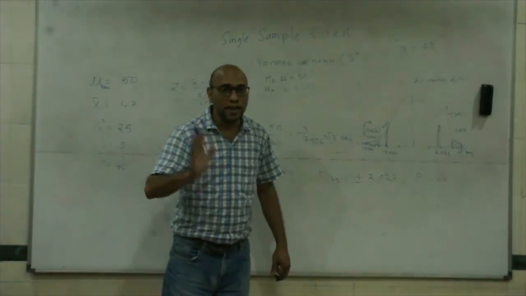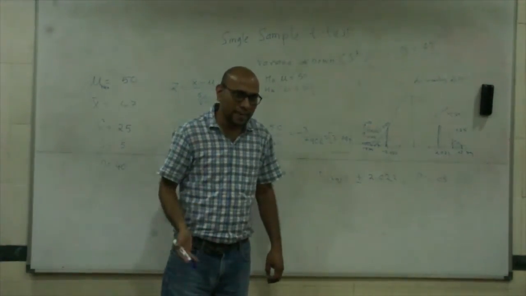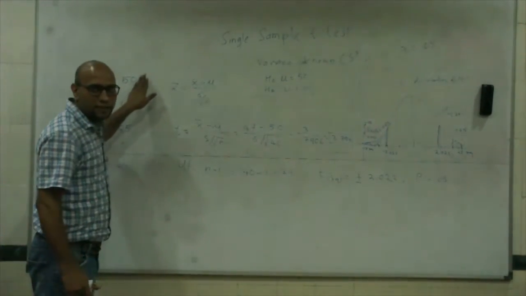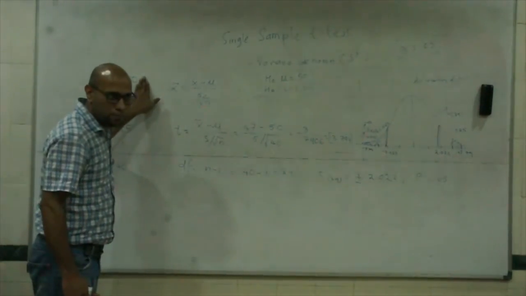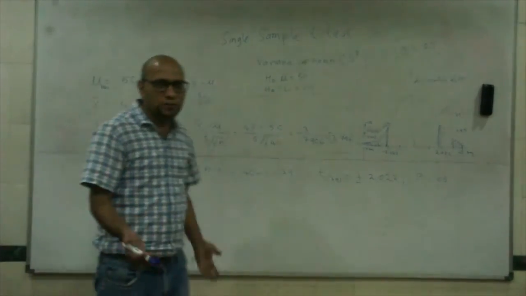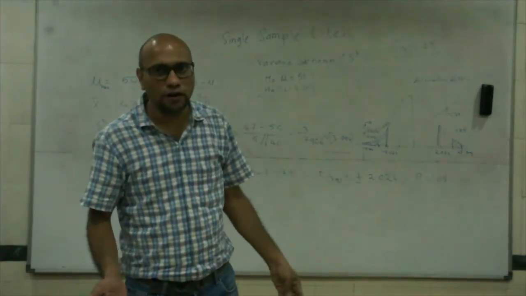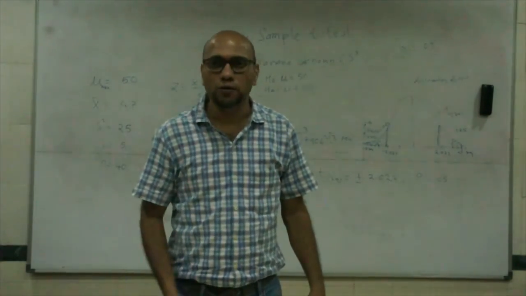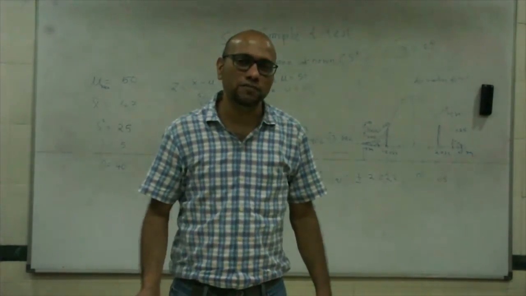Now I have two options. I can say that actually 47 comes from a population that has a mean of 50. It's one outside observation that I have got. One bad sample that I have got. One very less probable sample that I have got.